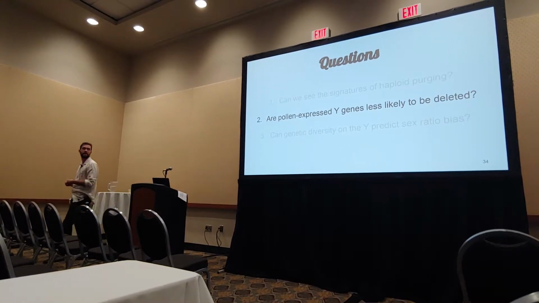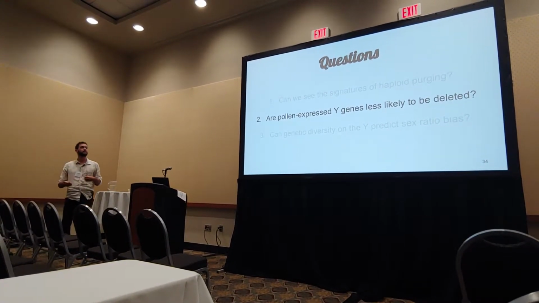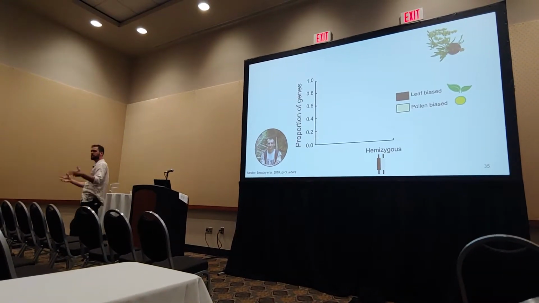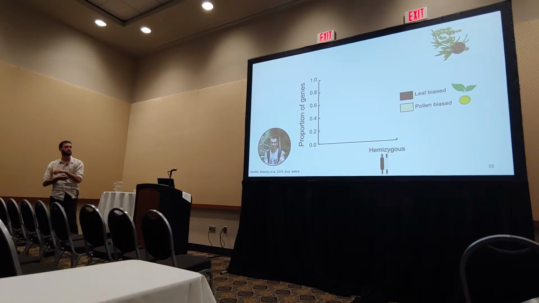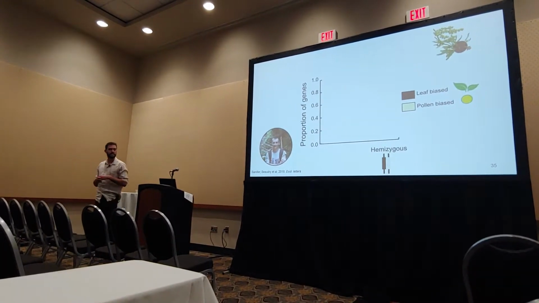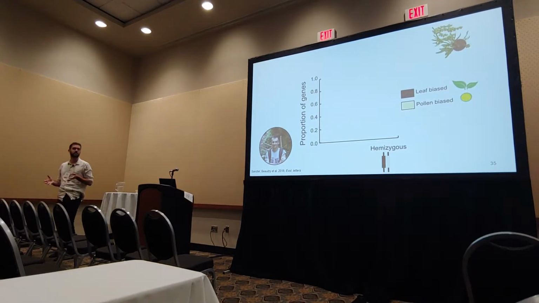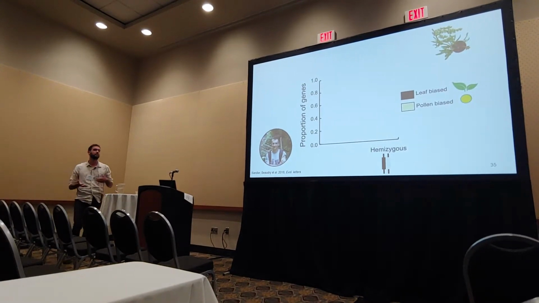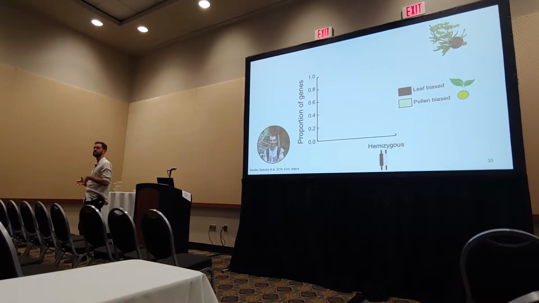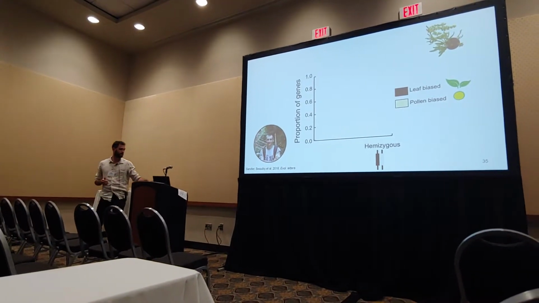So the next thing we wanted to ask about is, are pollen-expressed Y genes less likely to be deleted, as we'd expect from this pollen purging? This is work with George Sandler. What we did here is we took hemizygous genes, so these are genes that have lost their Y copy, but the X copy has been retained. And we looked at the proportion of those genes that are leaf biased versus pollen biased.